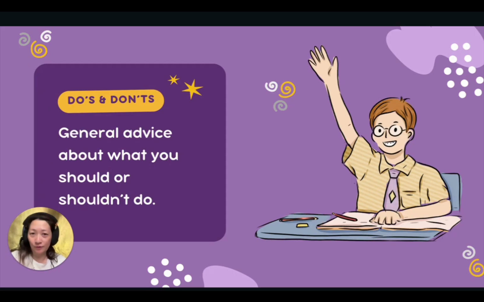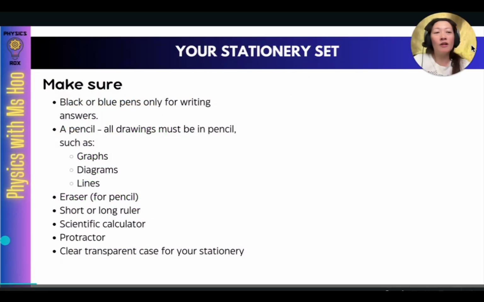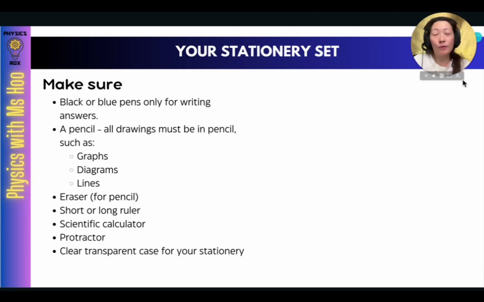Now, first of all, let's talk about your stationery set, which you will need to bring in. You can only use black or blue pens for writing your answers. You must also make sure you have a pencil, preferably HB, because all drawings must be in pencil. Now, the drawings that you may have to do in your paper may include graphs, diagrams, and even lines, such as connecting lines or lines for a table. Anything which you need to draw must be in pencil.